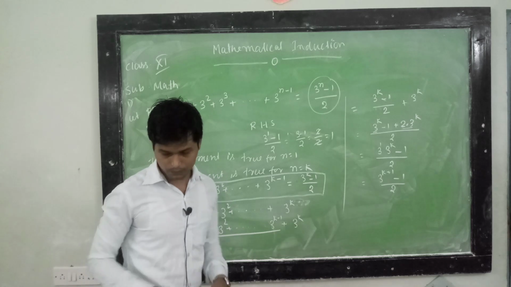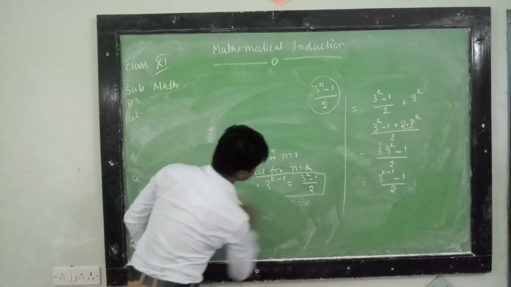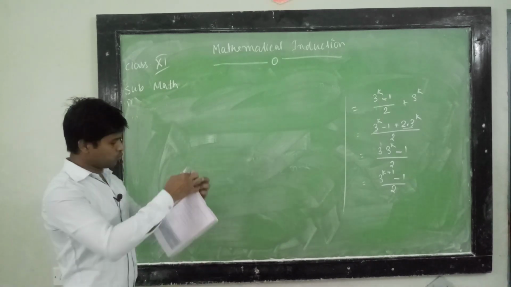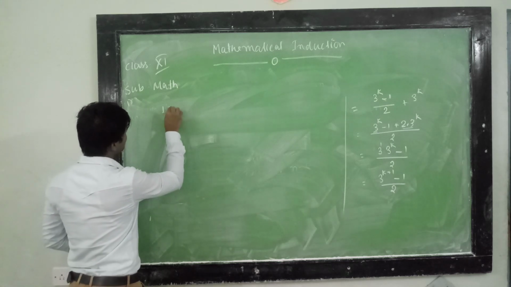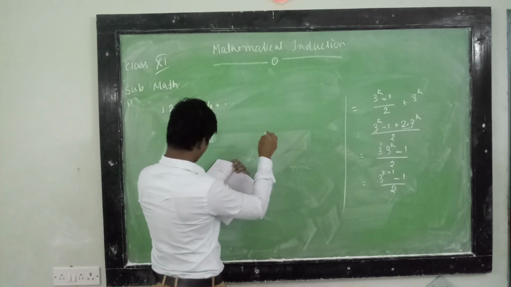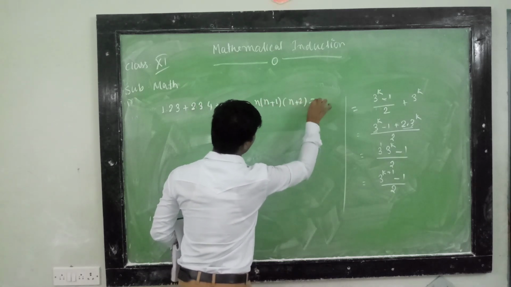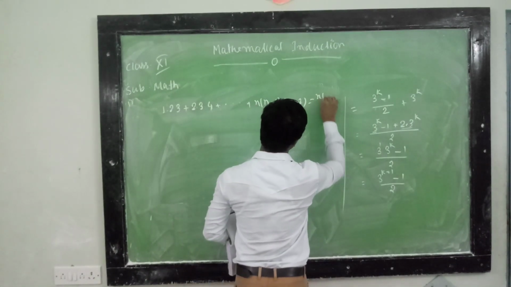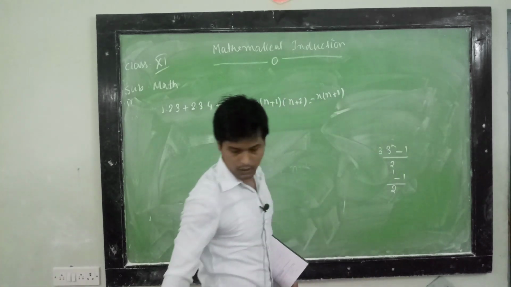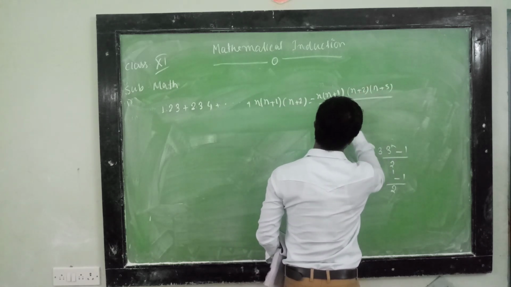I am giving one more example. Suppose question number 4. Look at the question once. The problem is 1 into 2 into 3 plus 2 into 3 into 4 plus dot dot dot, and the last term is n into (n plus 1) into (n plus 2). We have to prove this is equal to n into (n plus 1) into (n plus 2) into (n plus 3) by 4.